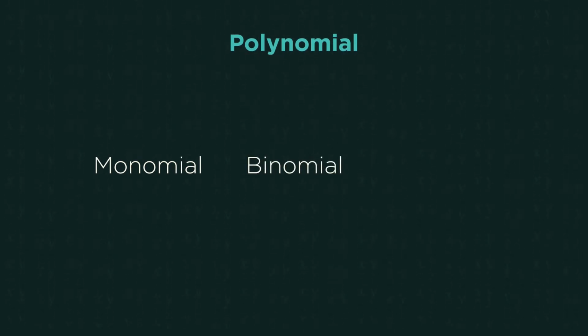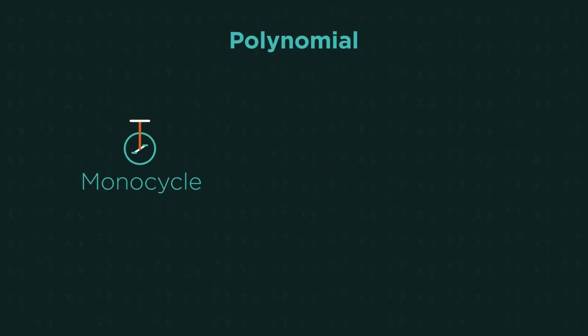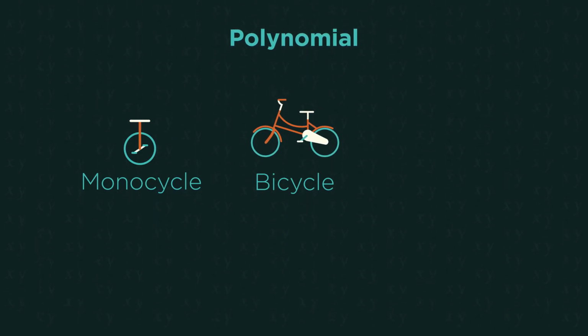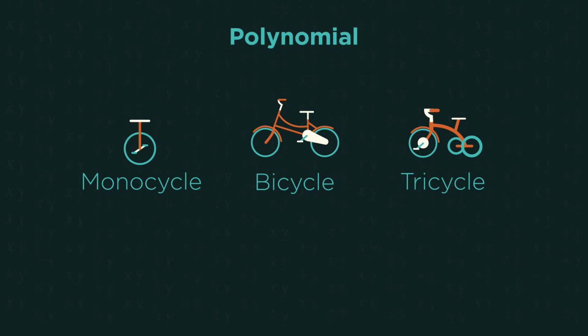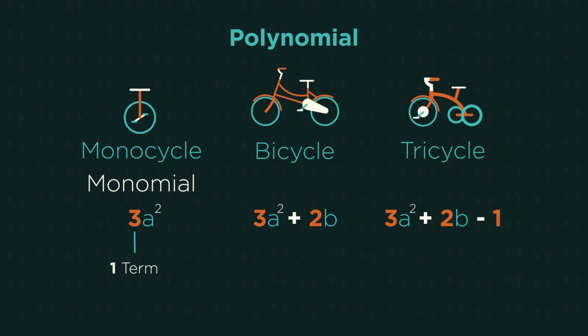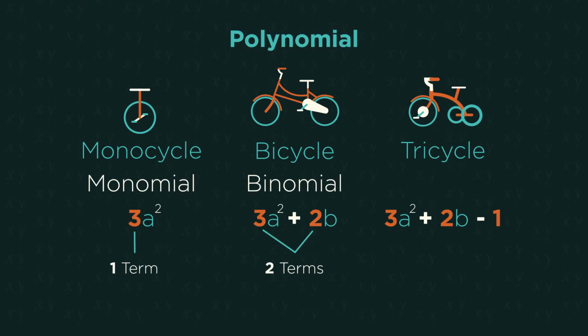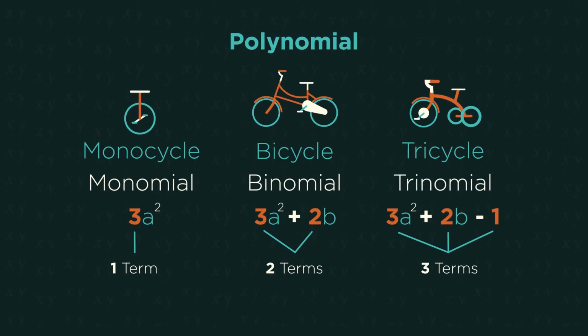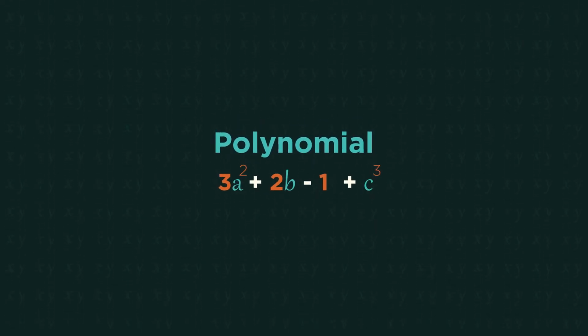We can divide this down into monomials, binomials, trinomials, and many others. Given that a monocycle has one wheel, a bicycle has 2 wheels, and a tricycle has 3 wheels, do you think you know the difference between a monomial, binomial, and trinomial? I'm sure you guessed it. A monomial has 1 term, a binomial has 2 terms, and a trinomial has 3 terms. More than 3 terms we just call a polynomial.